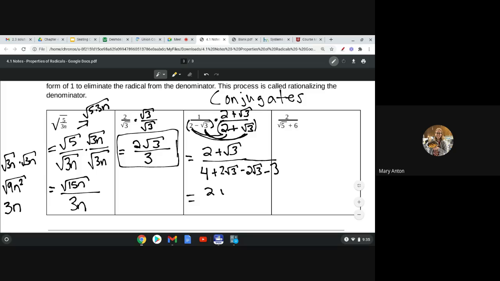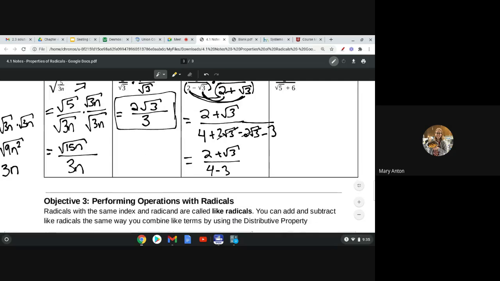All right, y'all, our numerator stays the same. And our denominator, do you see any terms that might cancel out? Yeah, the 2 in the middle, these 2 root 3s. So these simplify to 0. And then we're just left with 4 minus 3. What's 4 minus 3? That's just 1, and anything over 1 is just itself. So this is just 2 plus the square root of 3.